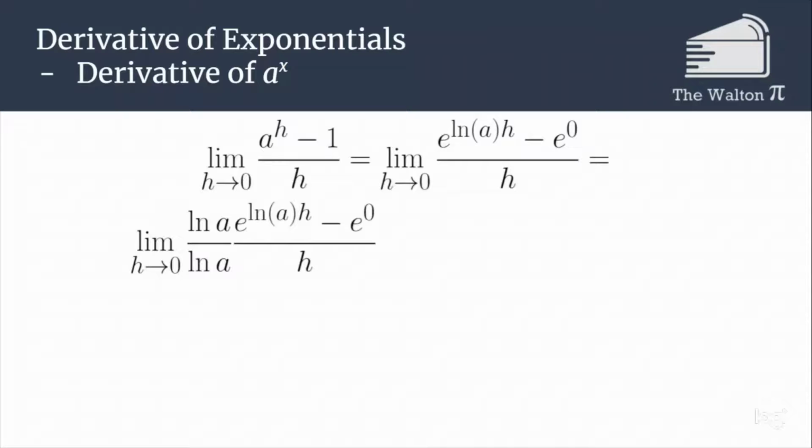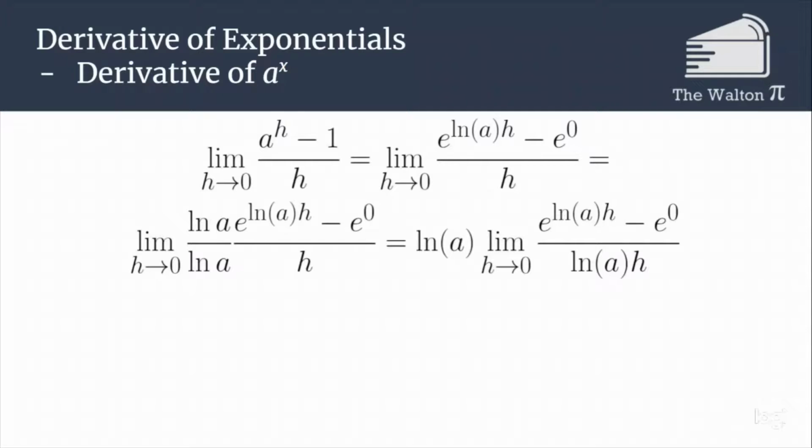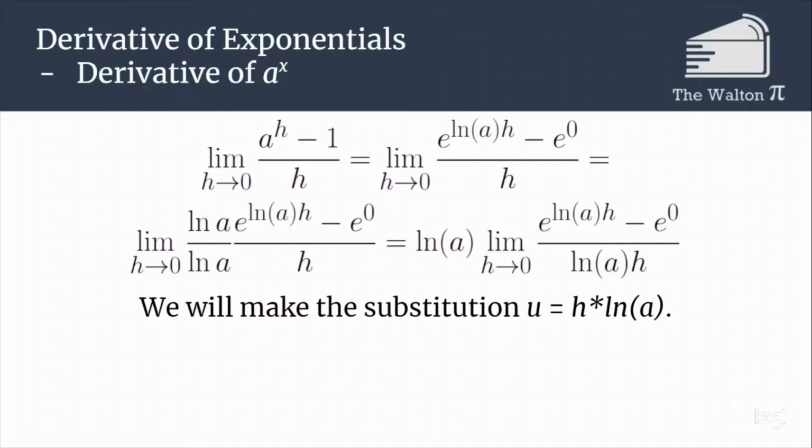If we pull the natural log of a out to the front from the top of the fraction, we get the natural log of a times the limit as h goes to 0 of e to the natural log of a times h minus e to the 0 all over natural log of a times h. At this point, we are going to do a u substitution, where we are going to say that u is equal to h times the natural log of a. What this is going to do is turn this into a limit, again, of a form that looks a lot like the derivative definition.